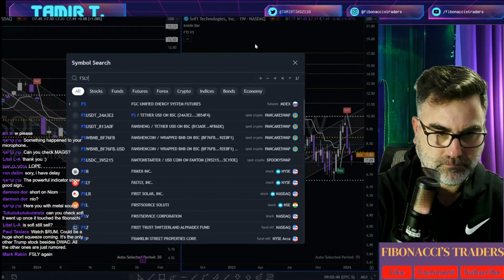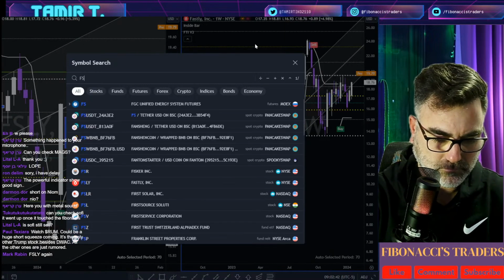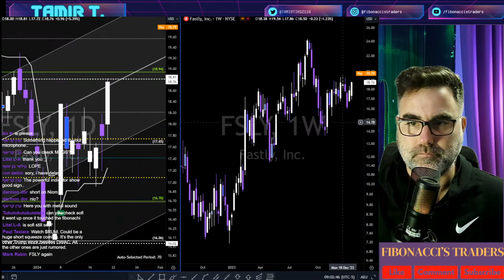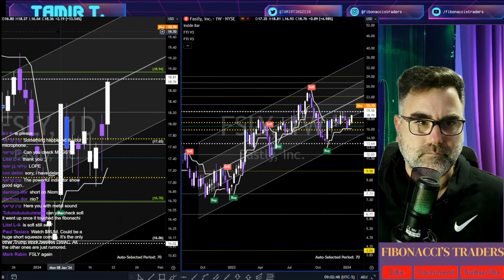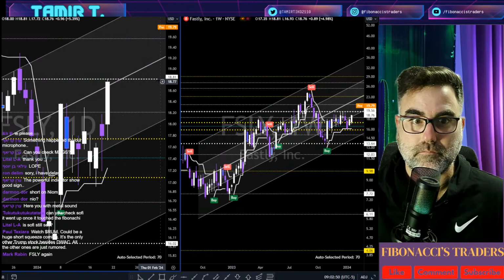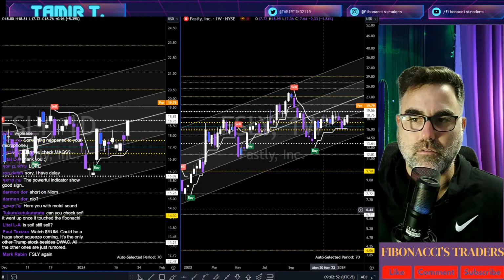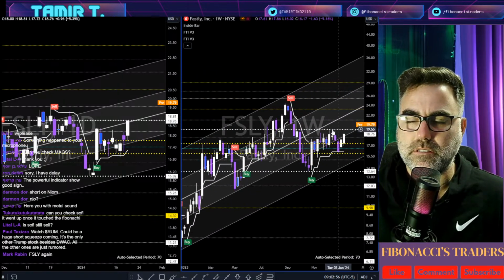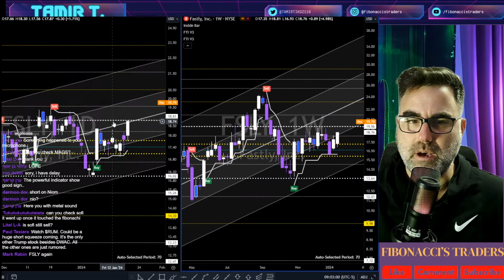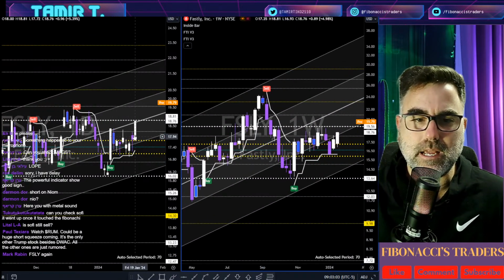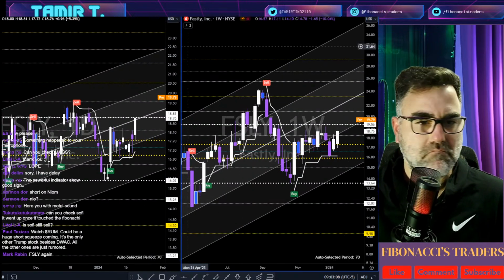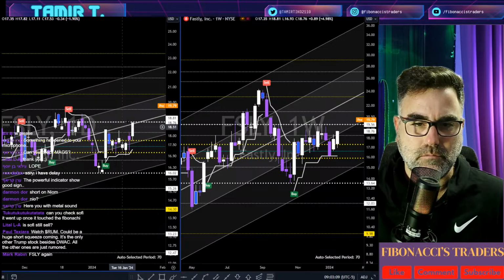FSLY. Let's see FSLY. FSLY looking good. Breaking above this major resistance, the 19.60. Now pre-market is above it. Buy signal on the daily, above the yellow zone on the daily, above the yellow zone on the weekly. Good to go long. But don't chase.